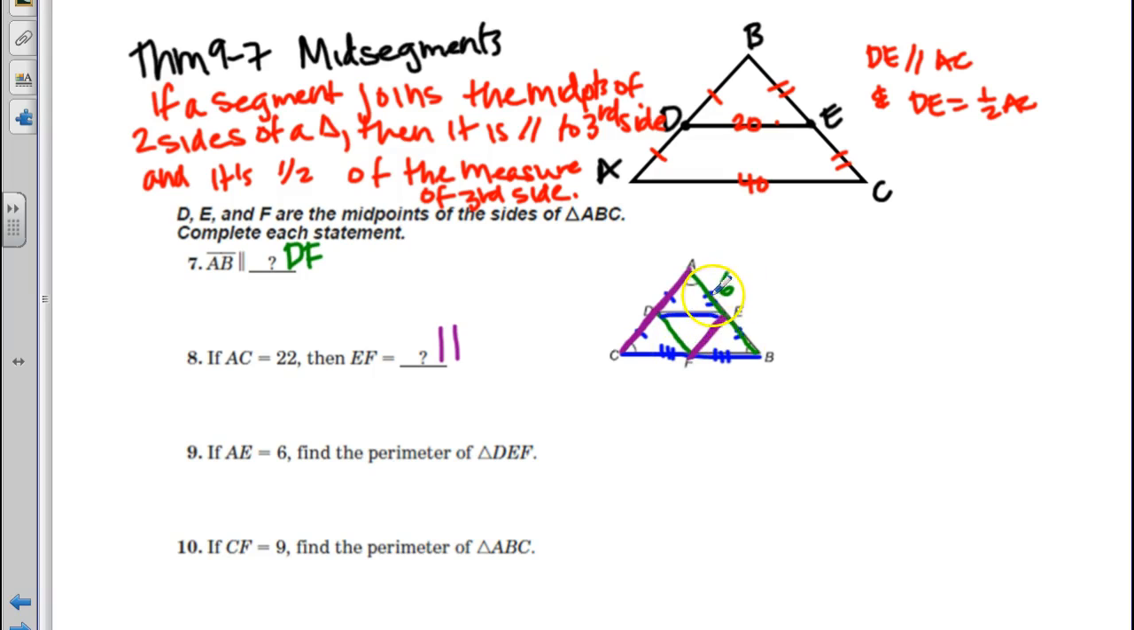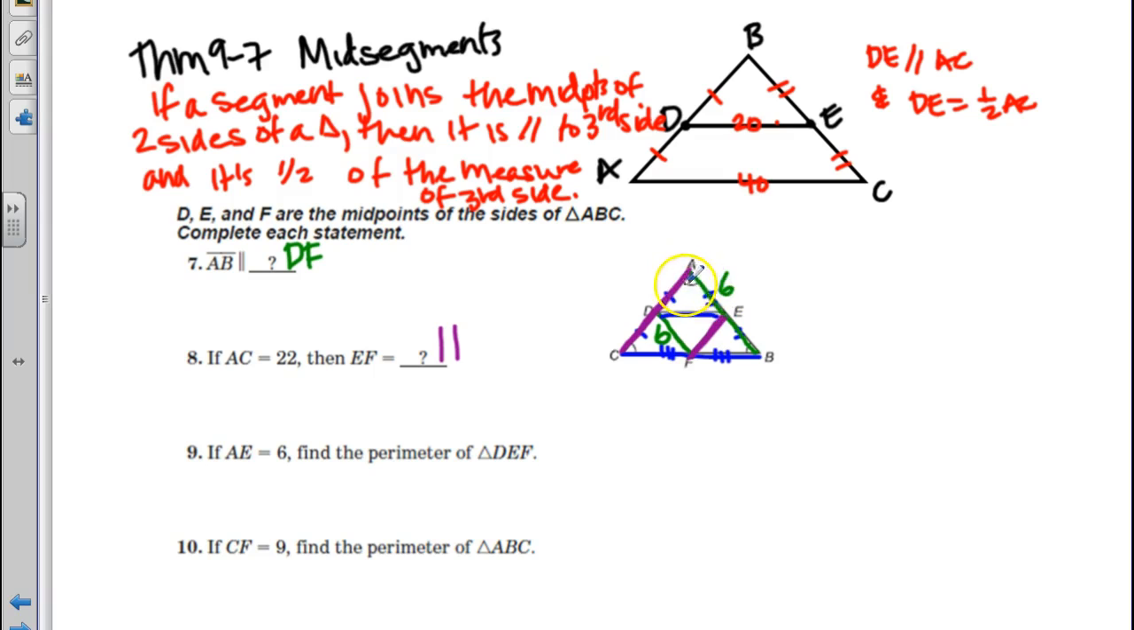All right, so if AE is 6, then we know this whole thing is 12, which tells me that this guy right here is 6. True? So now we should be able to find the perimeter of DEF. Can we do that? Absolutely. All right. So you guys go ahead and do that, and you can show that to me when you come to class. And then you can also do this next one, CF.